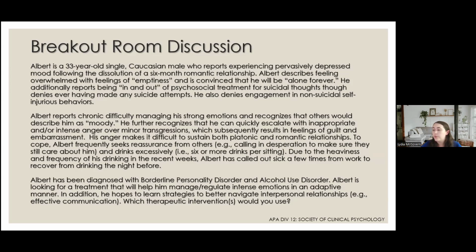Albert is looking for a treatment that will help him manage and regulate his intense emotions in an adaptive manner. In addition, he hopes to learn strategies to better navigate interpersonal relationships, meaning effective communication. Which therapeutic interventions would you use?